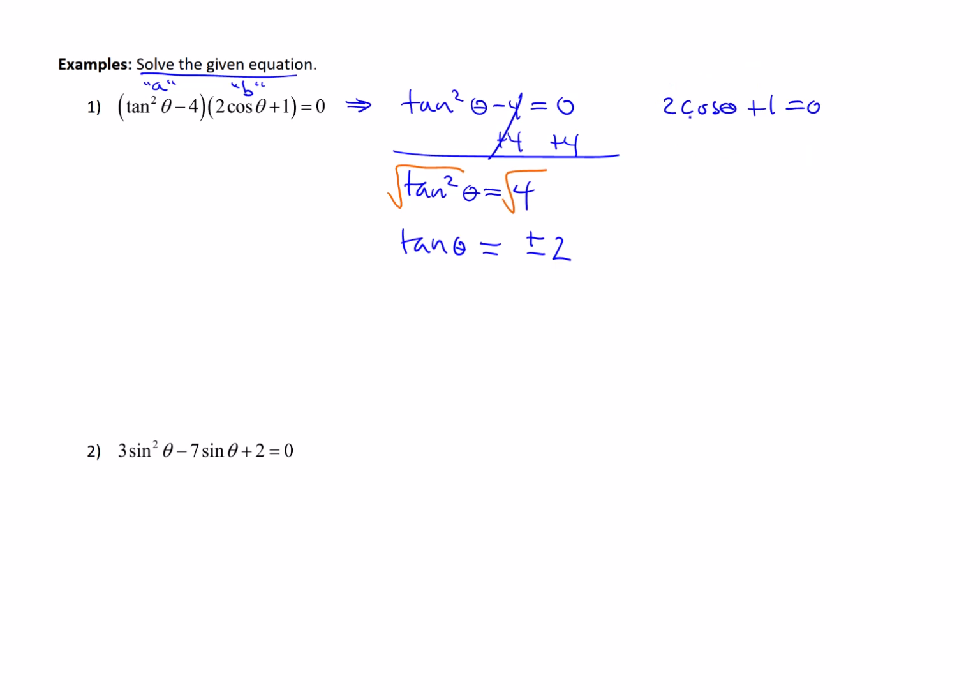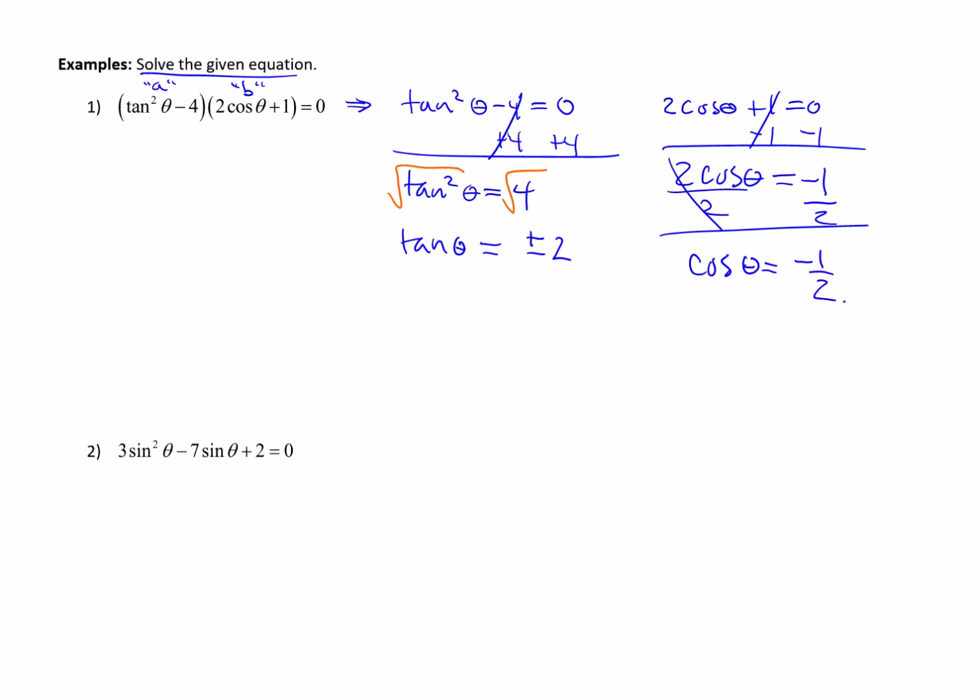So we had 2 cosine theta plus 1 equals 0. In the same way, we're going to get the cosine theta by itself first by subtracting 1 from both sides. This will give us 2 cosine theta equals -1. And then if we divide both sides by 2, of course, that'll give us cosine theta equals -1/2.